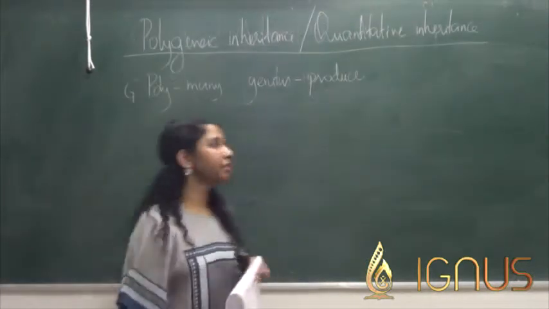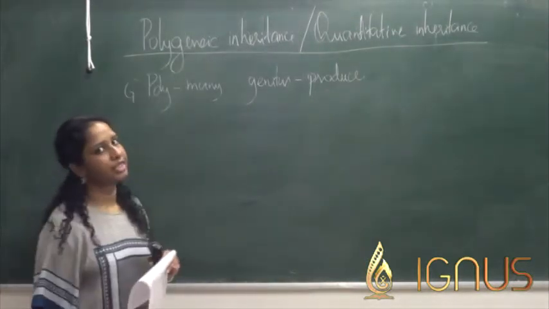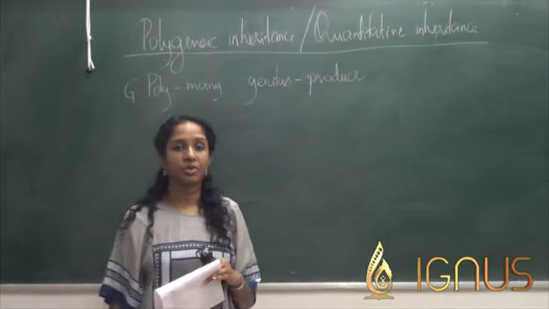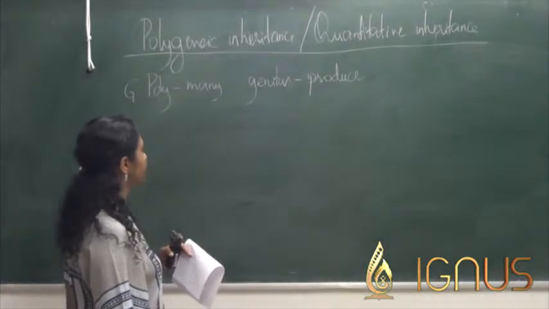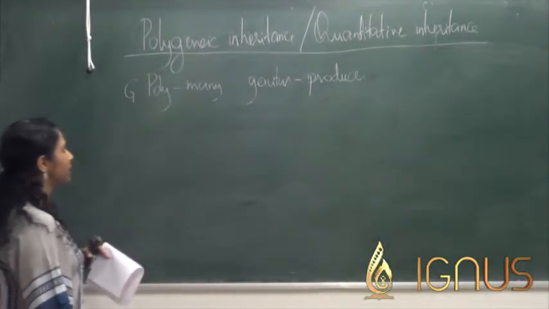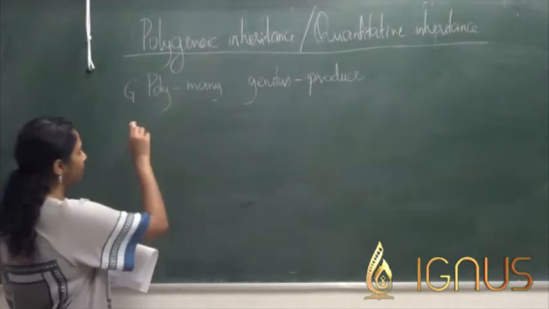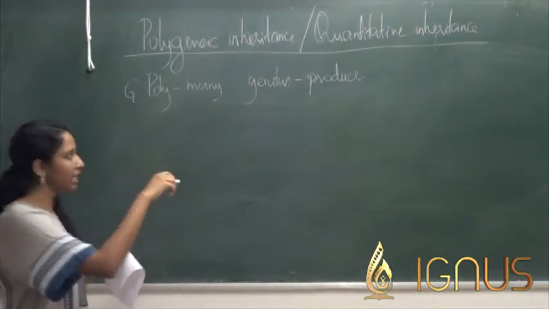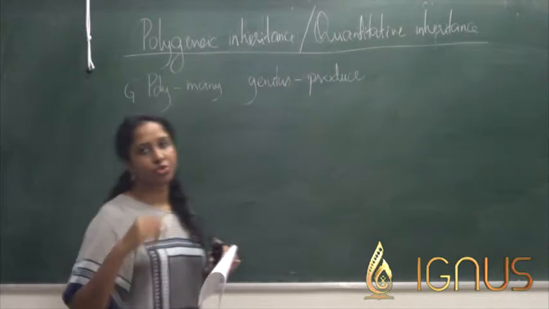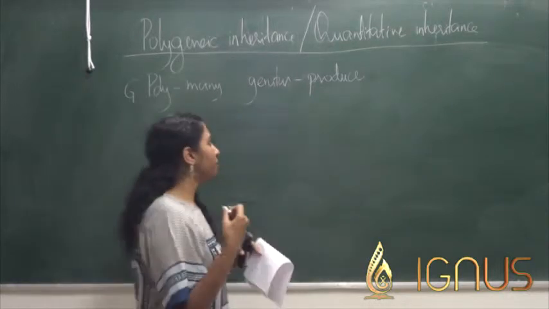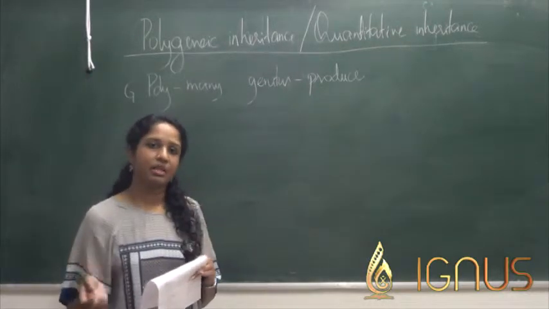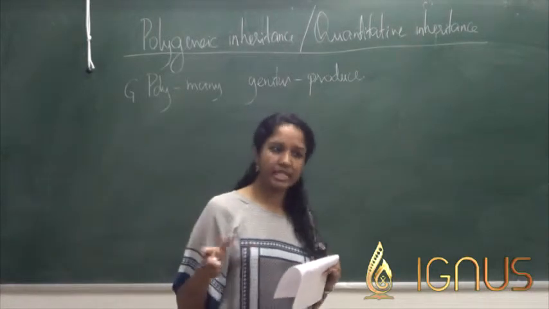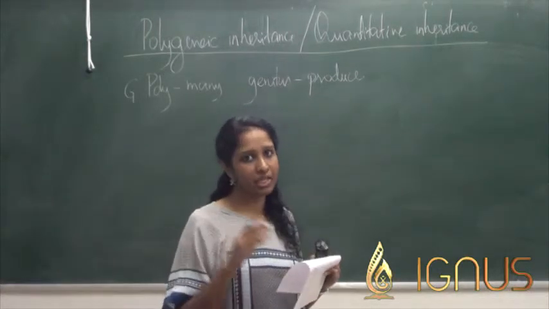The next topic that we will be talking about is polygenic inheritance, also known as quantitative inheritance. Polygenic is a Greek term, where poly means many and genitus means to produce. So by the name itself, it means that one phenotypic trait is being controlled by many genes.